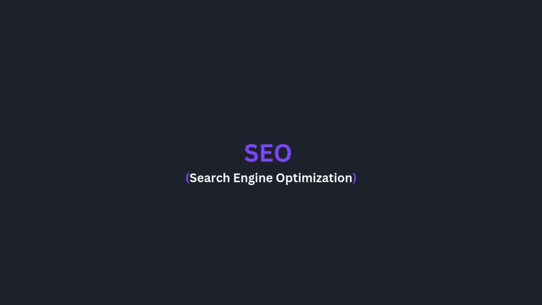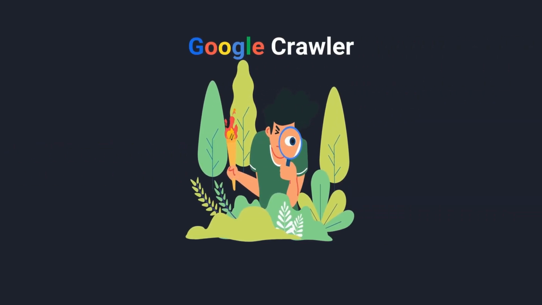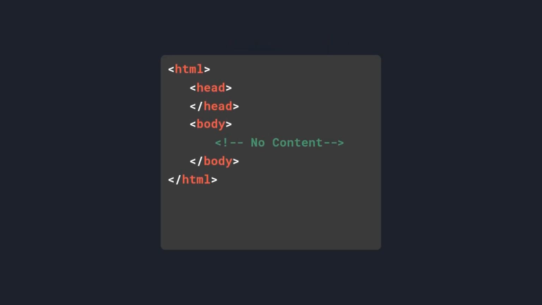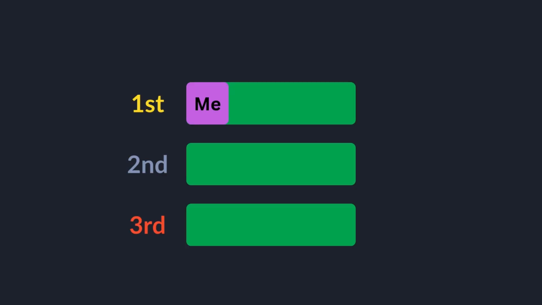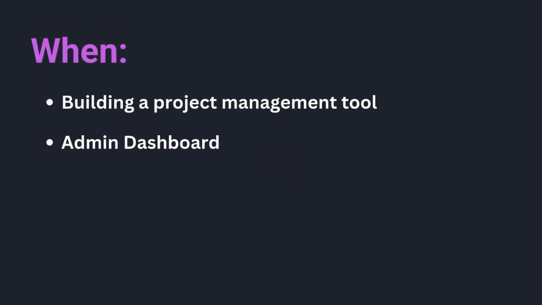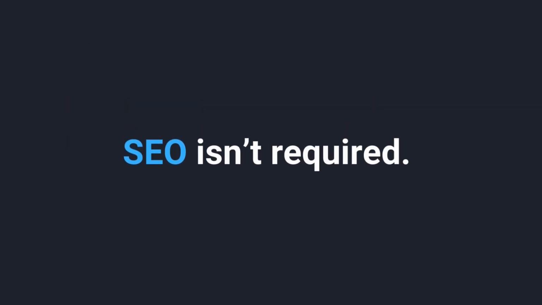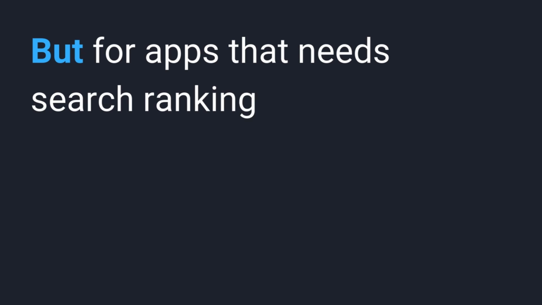Second, and more sinister, is SEO. When a Google crawler shows up, it might just see an empty HTML shell, shrug, and move on, tanking your search ranking. So, is CSR always a mistake? No. If you're building an app that lives behind a login, like a project management tool or an admin dashboard, SEO is irrelevant. For these super interactive apps, CSR is often the right call. But for any public-facing site where first impressions and search rankings matter, defaulting to CSR is the first huge mistake you can make.